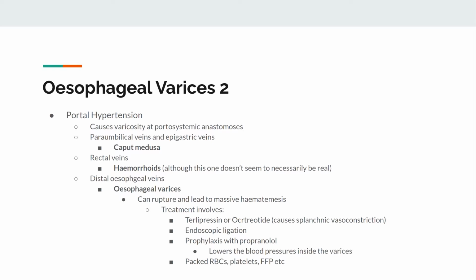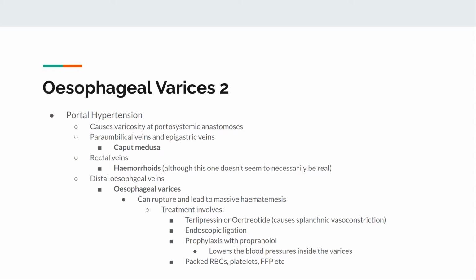Because you've got a reversal of the pressure gradient, those points of anastomosis bulge out and become varicose. At the paraumbilical veins, where they meet the epigastric veins, you get caput medusae. In the rectal circulation, you get hemorrhoids or anorectal varices, which are not the actual hemorrhoidal pillars, it's other veins, but still looks like hemorrhoids.